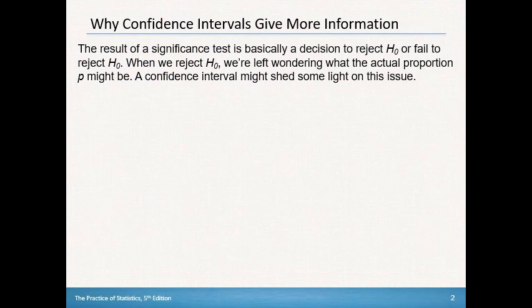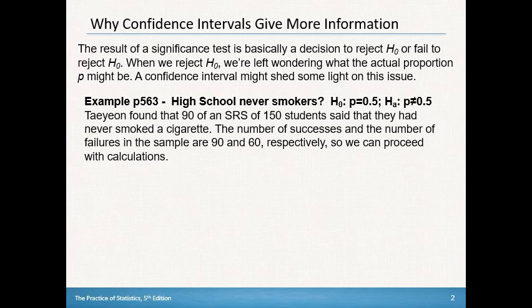All right. The result of a significance test is basically a decision to reject H naught or fail to reject H naught. When we reject H naught, we are often left wondering what the actual proportion p might be. So a confidence interval, which we used in the previous chapter, is a way to come up with an estimate for what it would be. All right, so let's look at an example.